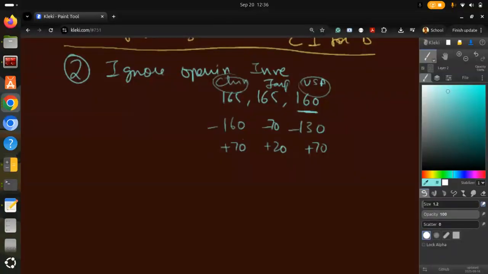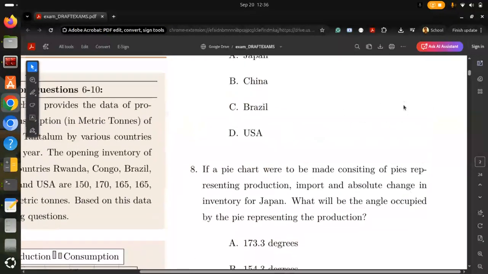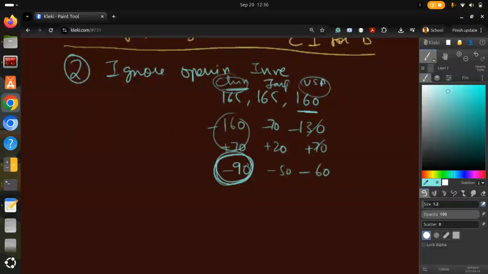Now here, if you see this one, it's around minus 90, and this one will be minus 60, whereas this one is around minus 50, something like that. So overall, the more reduction is there in the case of China. So according to me, the answer is China. So among all these options, A, B, C, D, the option will be China.